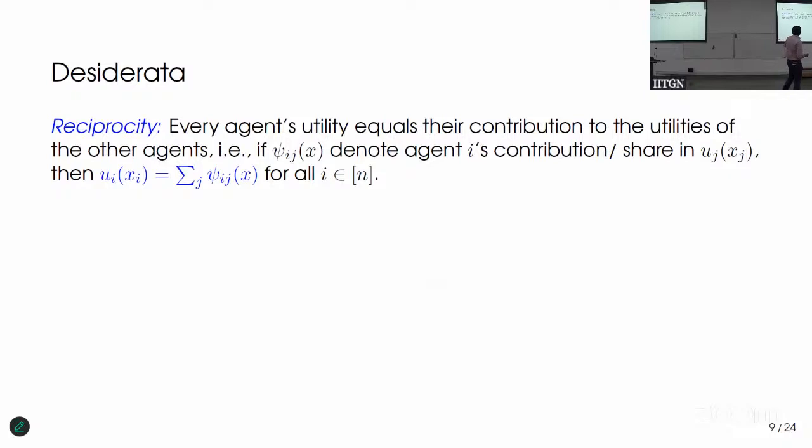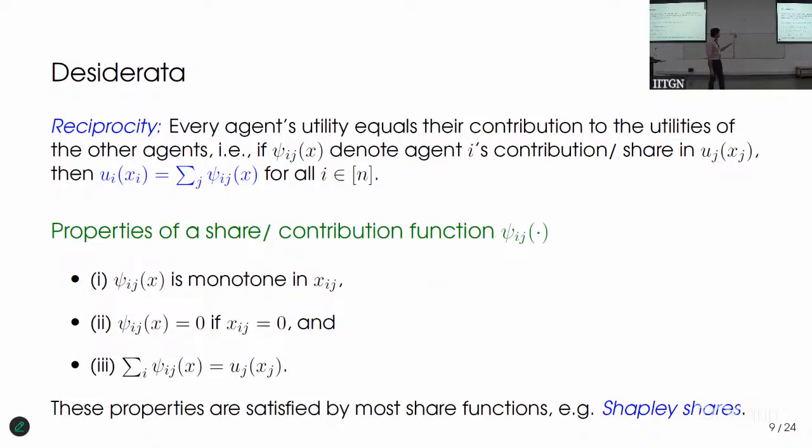Okay, so if there are no questions about reciprocity, I'm going to say a few words about this contribution function. Throughout the talk, these are the three properties of the contribution function that I'm going to assume, and these would be satisfied by most popular share functions. The first property is that it is monotone in x_ij. So the more data you contribute, your contribution should be higher.